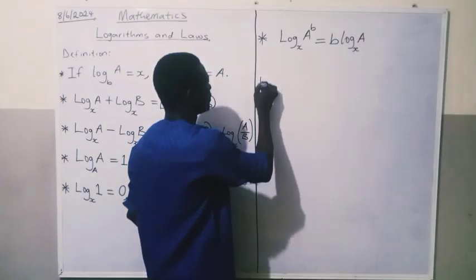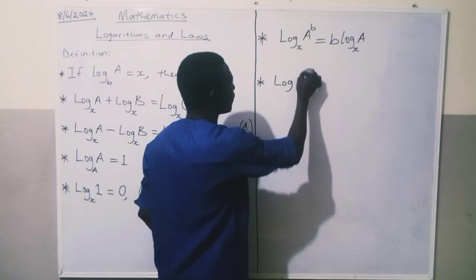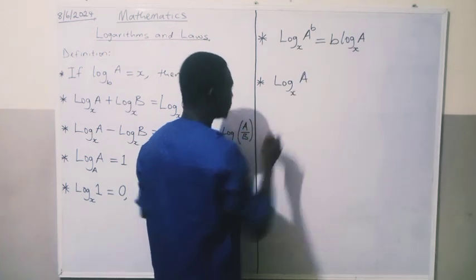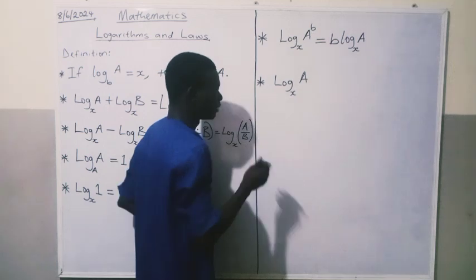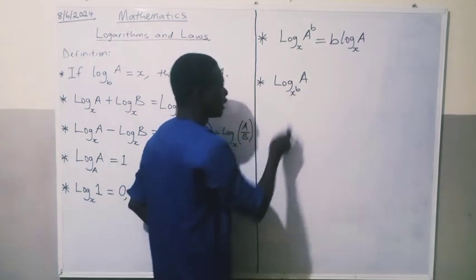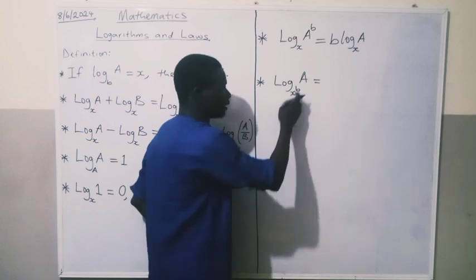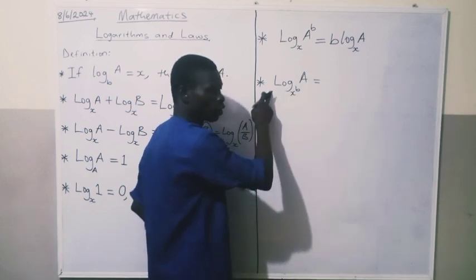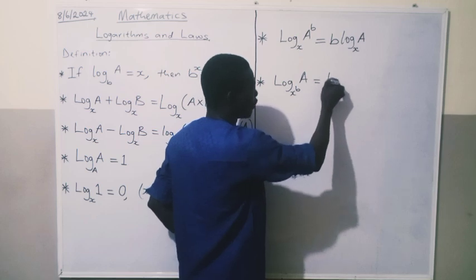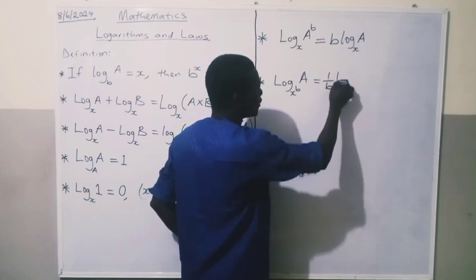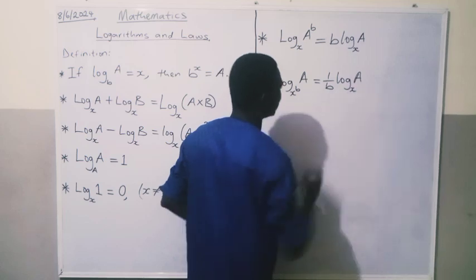Now, in a similar manner, log a to base x, but this time around, instead of a carrying the power, it is x, which is the base, that is carrying the power. So that's log a to base x raised to power b. This b will still come behind to multiply, but instead of standing as b, it becomes 1 over b log a to base x.